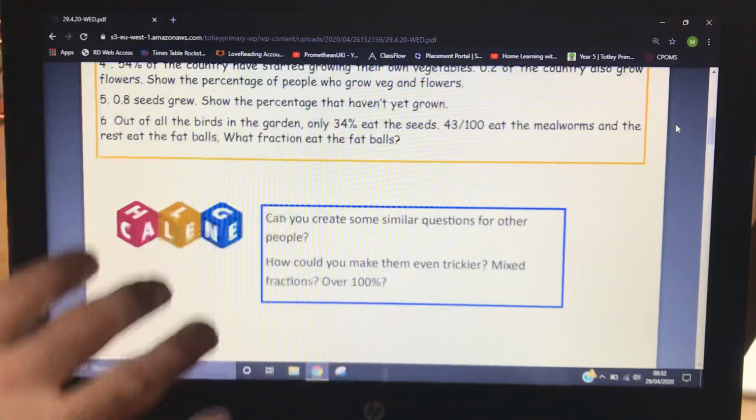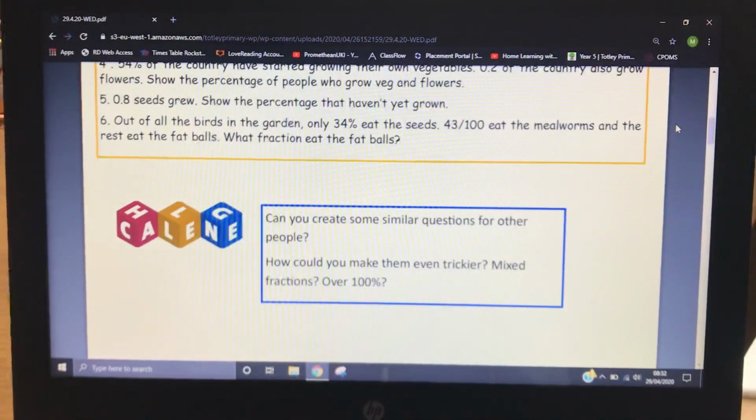It shows that you understand the maths if you can then make your own. Okay, but brilliant, fantastic. Well done with that, guys.